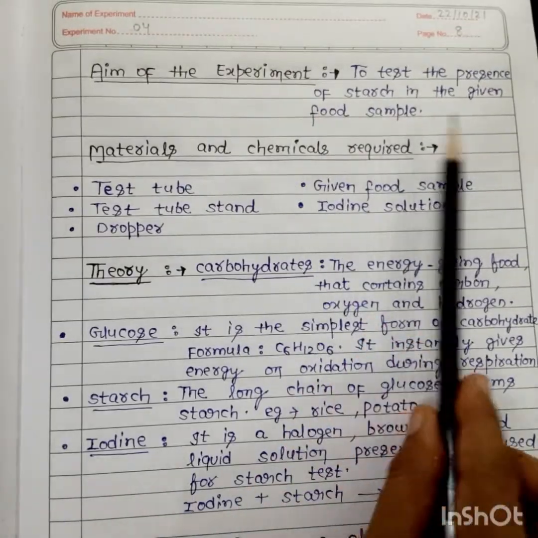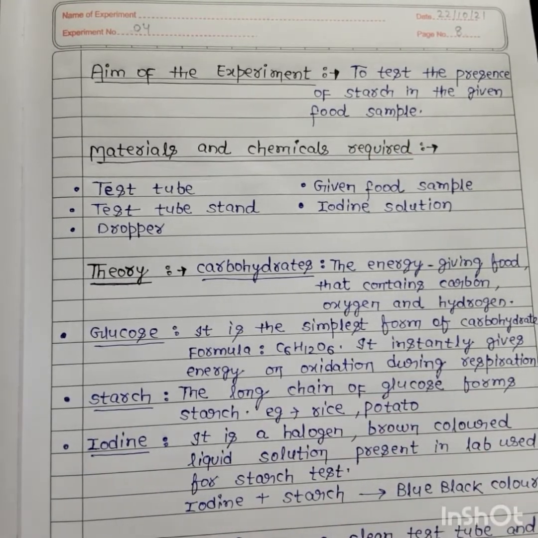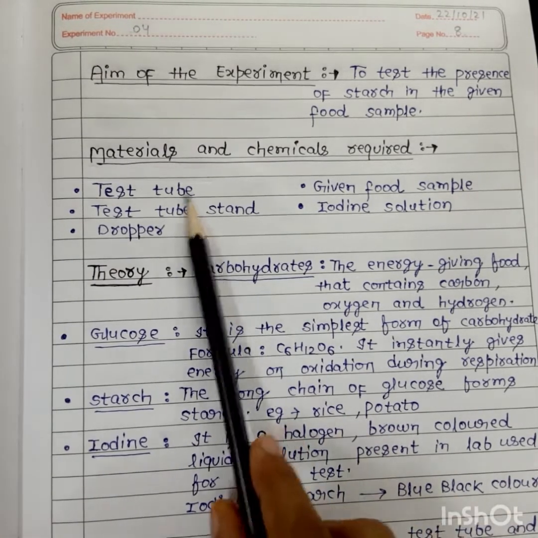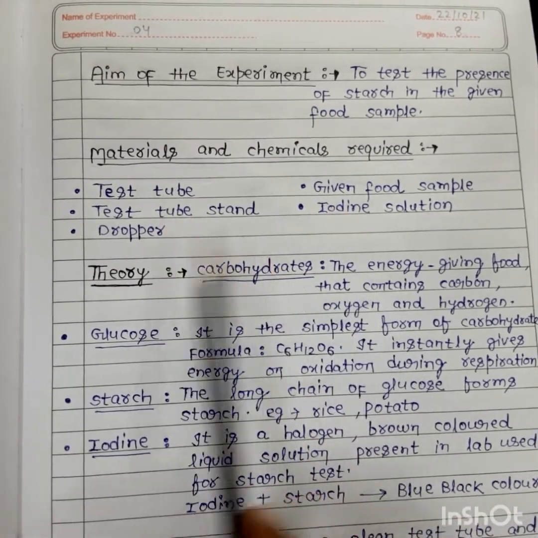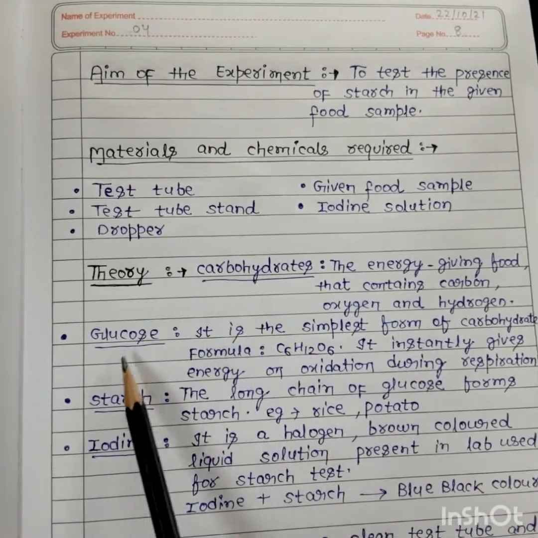The fourth experiment is to test the presence of starch in the given food sample. We know that we take carbohydrate in our diet. Carbohydrate contains starch, so we have to test that. For that we require a test tube stand, dropper, given food sample, and iodine solution. Theory: we have to write something about what is carbohydrate, glucose, starch, and iodine.